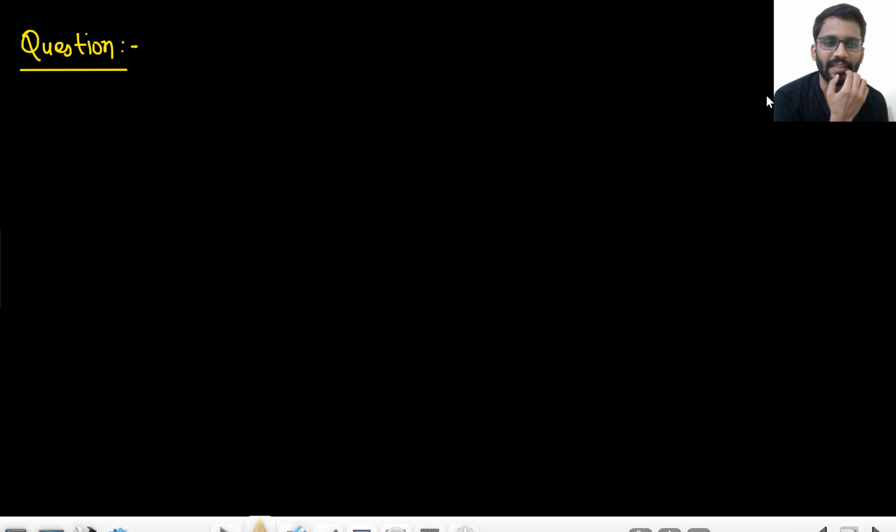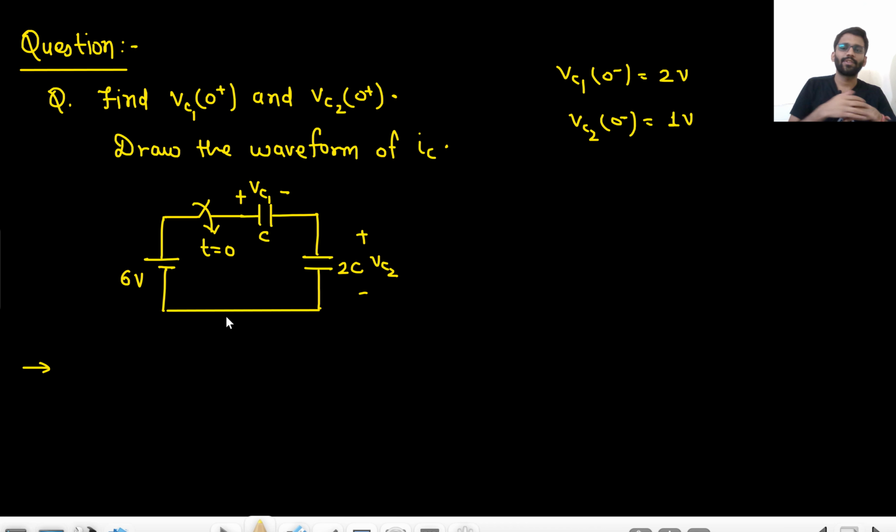Okay, I will just pause it and then write down the question. So this is the question, you can read it. You need to find the Vc1 value at t equals 0 plus and the Vc2 value at t equals 0 plus. Just as you close the switch, steady state will be reached. That we already know. So Vc1 0 plus and Vc2 0 plus we need to find.